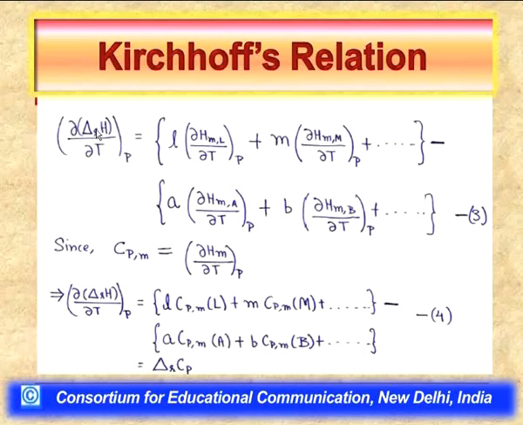So, we can write del of delta rH by del T at constant P, which is equal to small l times del of molar enthalpy of species L by del T at constant P. Similarly, small m times the change in molar enthalpy of species M with change in temperature at constant pressure, and so on. We take the sum of products, from which we subtract the similar sum for reactant species: a times del H_m A by del T at constant P plus b times del H_m B by del T at constant P, and so on.